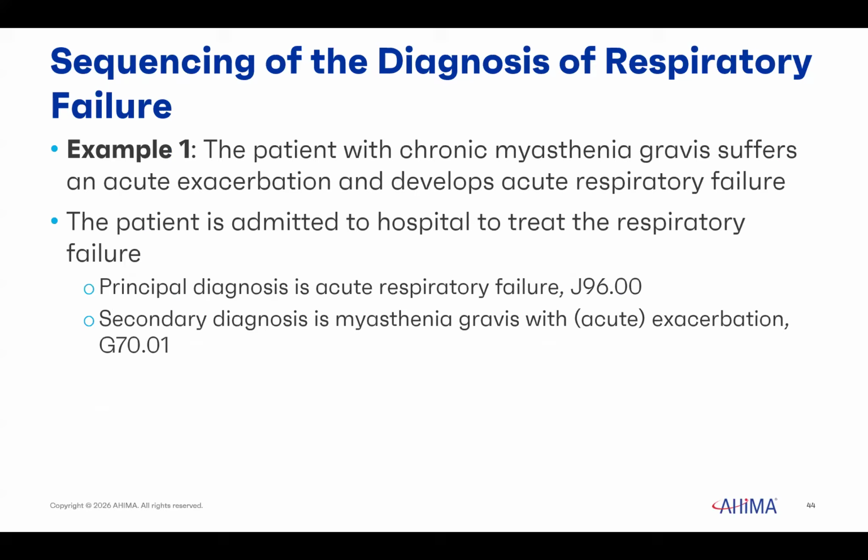So here's an example of what we're talking about. We have a patient with chronic myasthenia gravis who suffers an acute exacerbation and develops respiratory failure. The patient gets admitted to treat the respiratory failure. Well, why was the patient admitted? It says right here, admitted to treat the respiratory failure. Therefore, we code the acute respiratory failure as J96.00. The secondary diagnosis would be the myasthenia gravis with acute exacerbation.